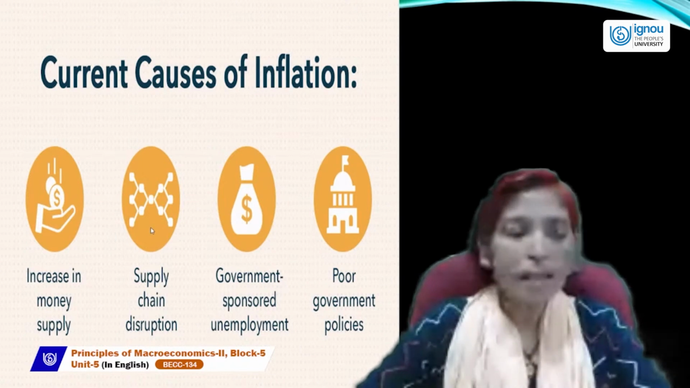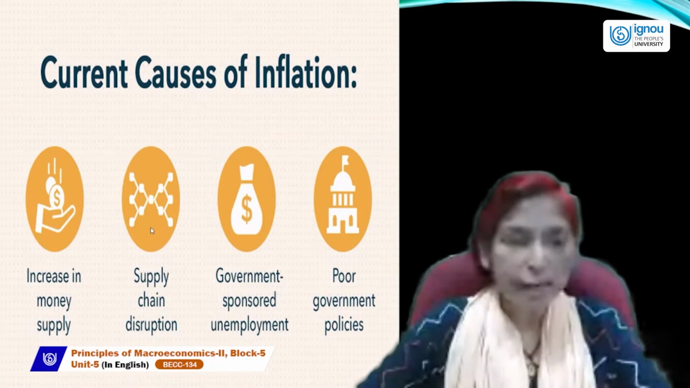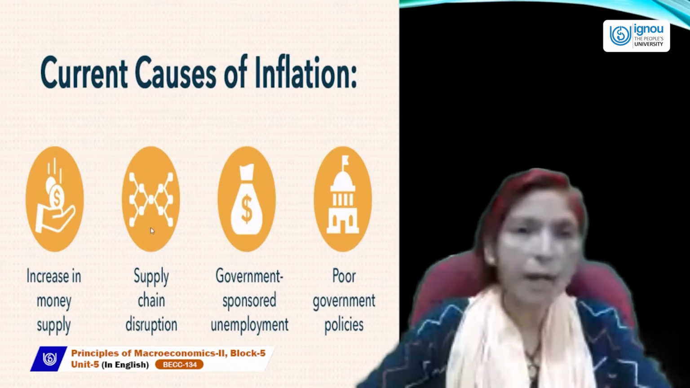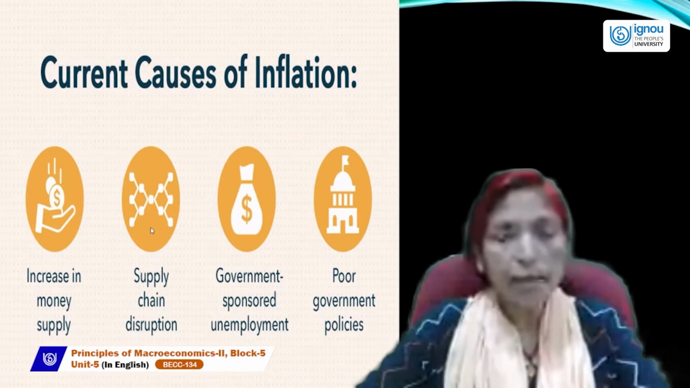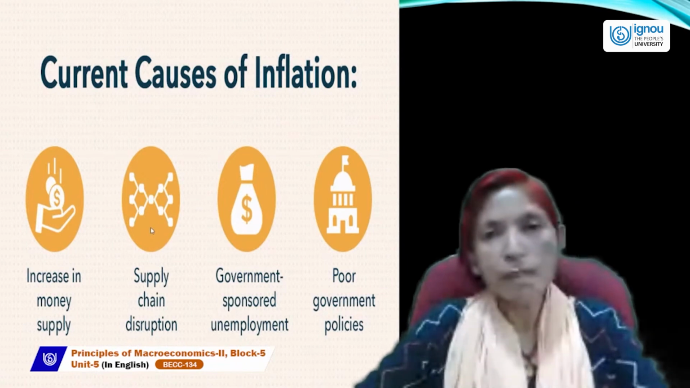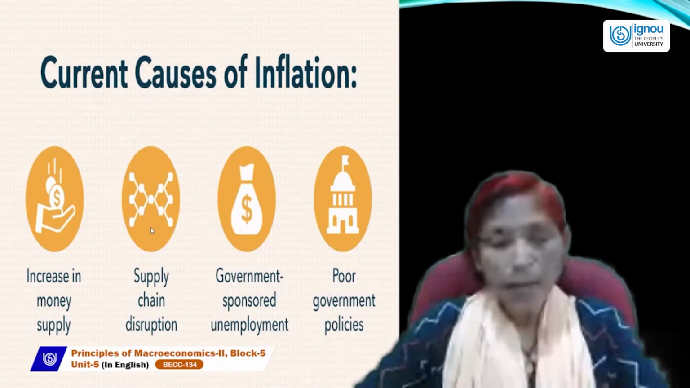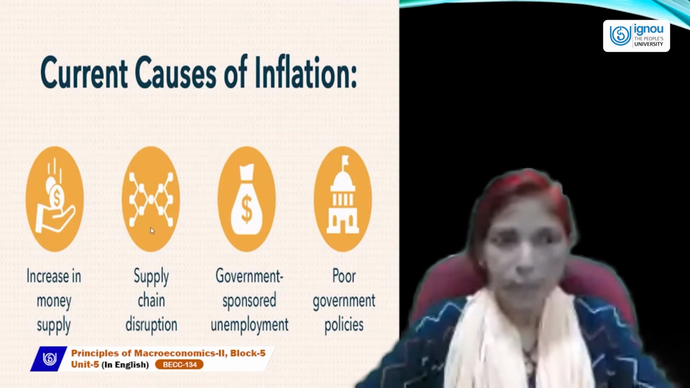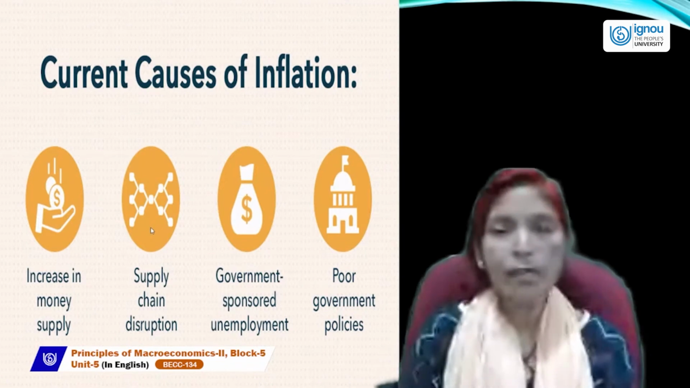First is increase in money supply. Second is supply chain disruption or disturbances between aggregate demand and aggregate supply. Third is government-sponsored unemployment. And fourth is poor government policies. These are the current causes of inflation.